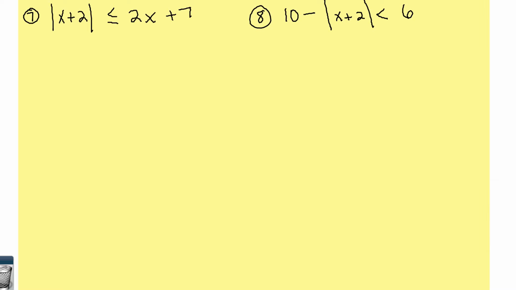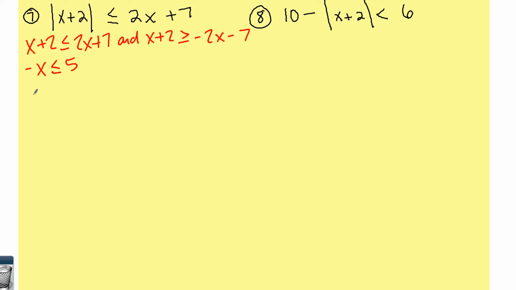Here's number 7 and 8. You guys can give this a shot. Pause and unpause, all that good stuff. So here, we've got x plus 2 is less than or equal to 2x plus 7, and x plus 2 is greater than or equal to negative 2x minus 7. So I'm going to work this one out. So we get negative x less than or equal to 5. So x is greater than or equal to negative 5.